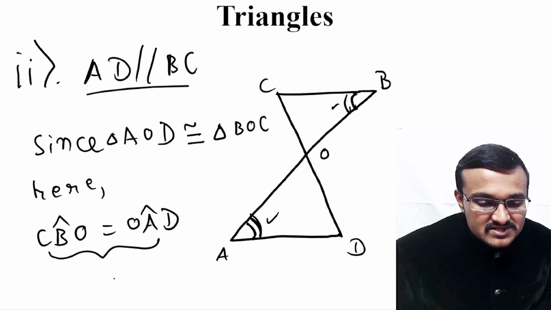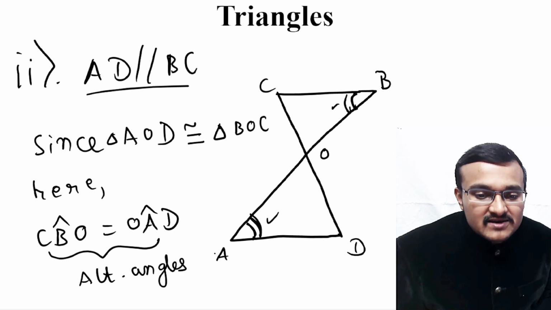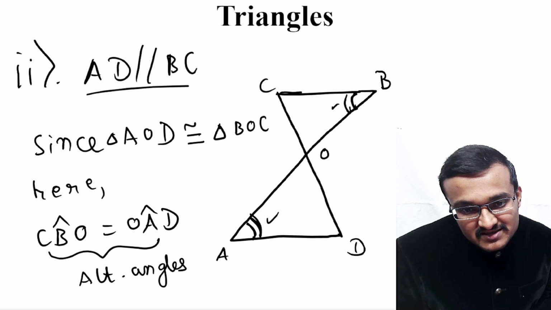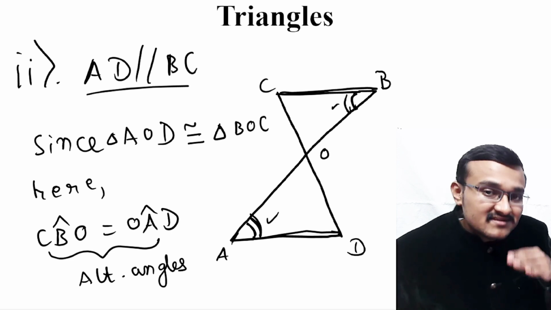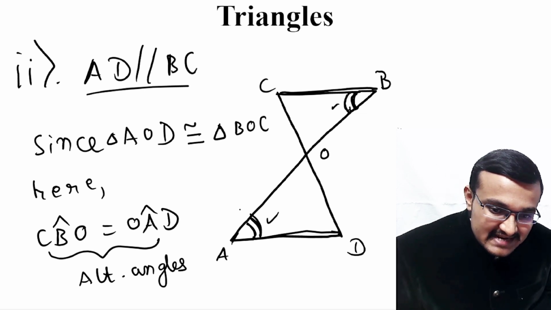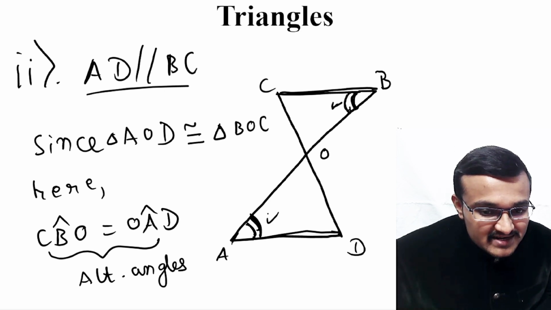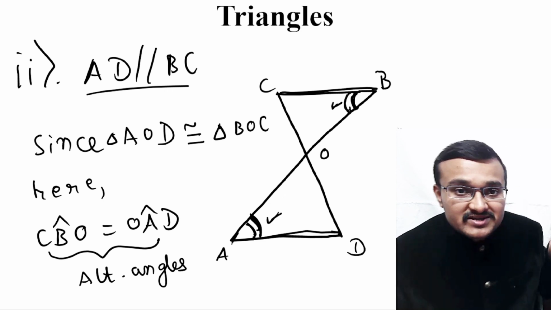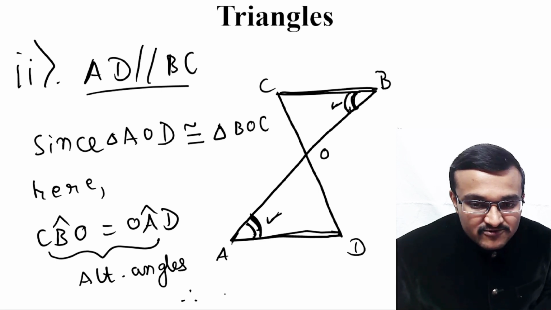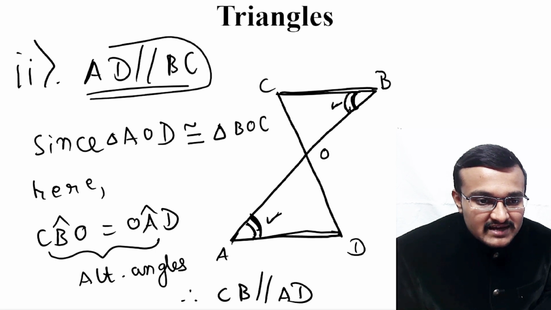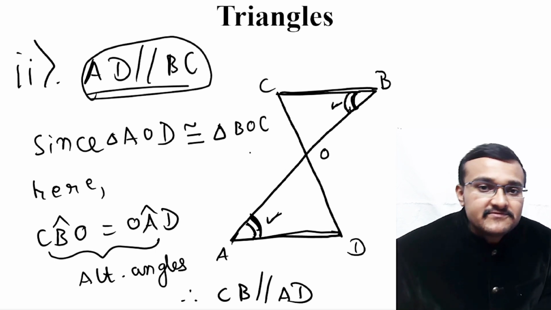Since CBO is equal to OAD, these two act as alternate angles when you draw a transversal line for two parallel lines. So if CB and AD are parallel lines, then AB acts as the transversal, and these two angles act as the alternate angles. Now we have proved these alternate angles are equal. Therefore CB is parallel to AD, and in the question they have also asked AD parallel to BC. So we have proved that here.